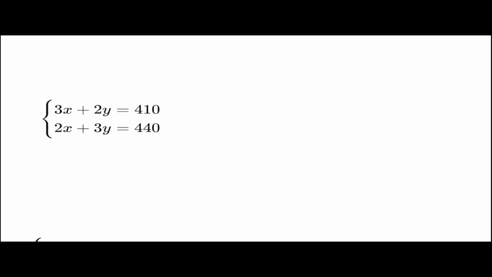Okay, first thing we need to do is create the original matrix. So our original matrix, we're going to take the coefficients there. It's in the form y, x, and then constant. So 3x, 2y, 2x, 3y, right? And then 410 over 440.